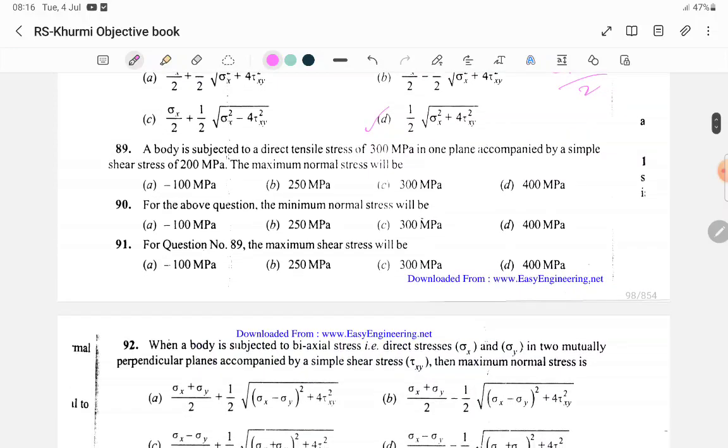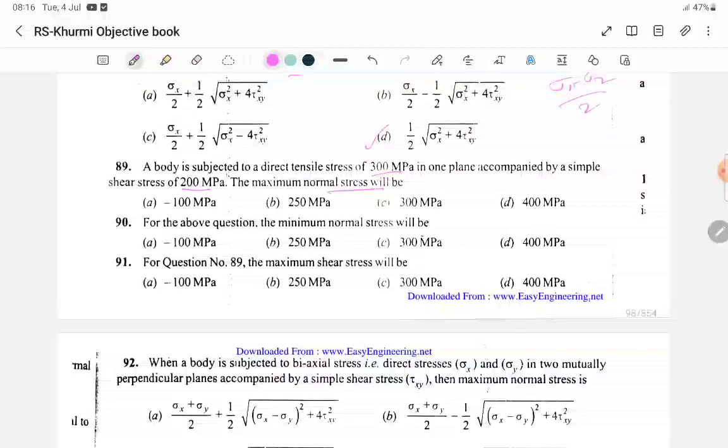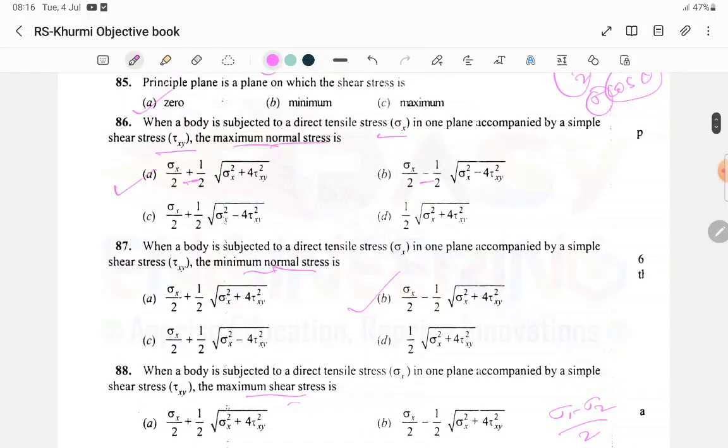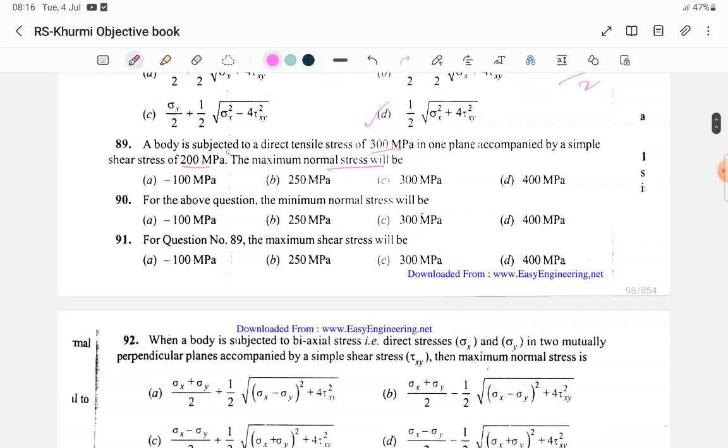The body is subjected to direct tensile stress of this much, accompanied by the simple shear stress of this much, tau xy. The maximum normal stress: you apply the first formula. Then what you get is the answer. So the answer for 89 is D. Just substitute in that formula.